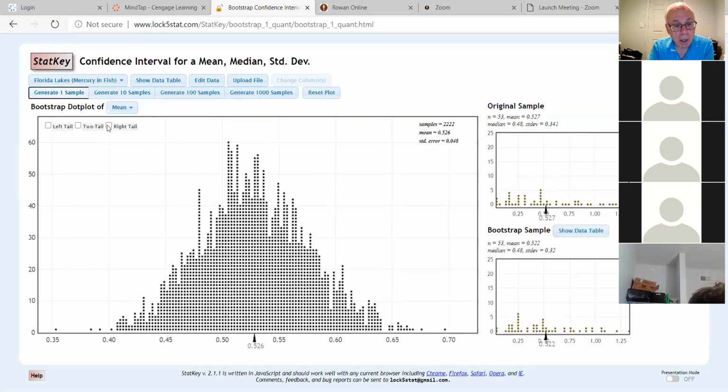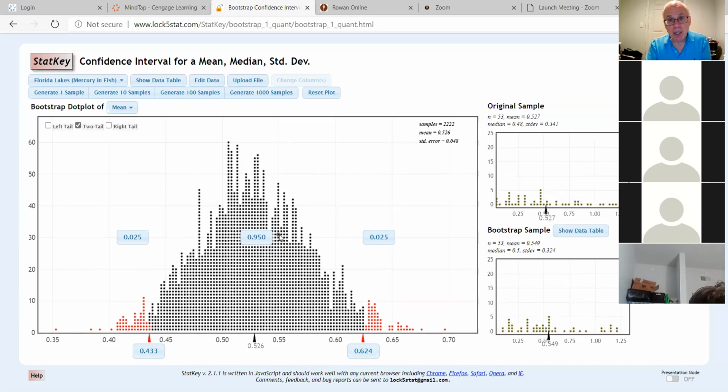Now, if I ran this again with 2,222 samples and did a two-tailed test, we would get something a little different for our confidence interval. It may not be exactly the same numbers as before. It would probably be close, but the distribution here would be different, and these two numbers could vary a little bit. So that is how you do it when we're measuring a mean.